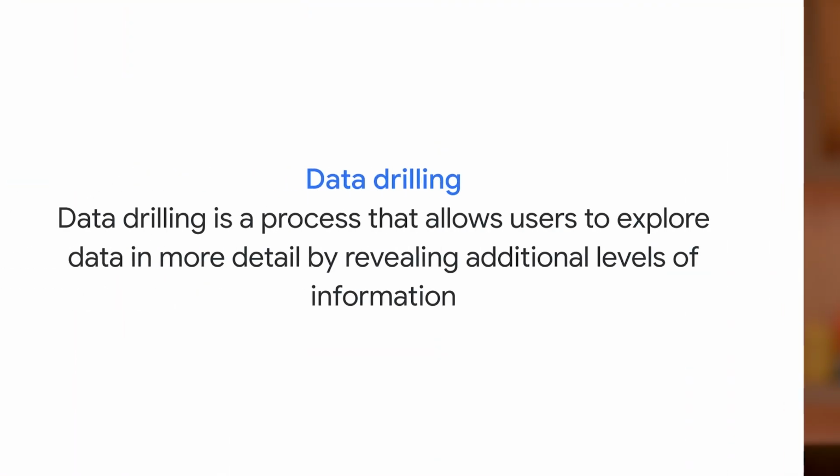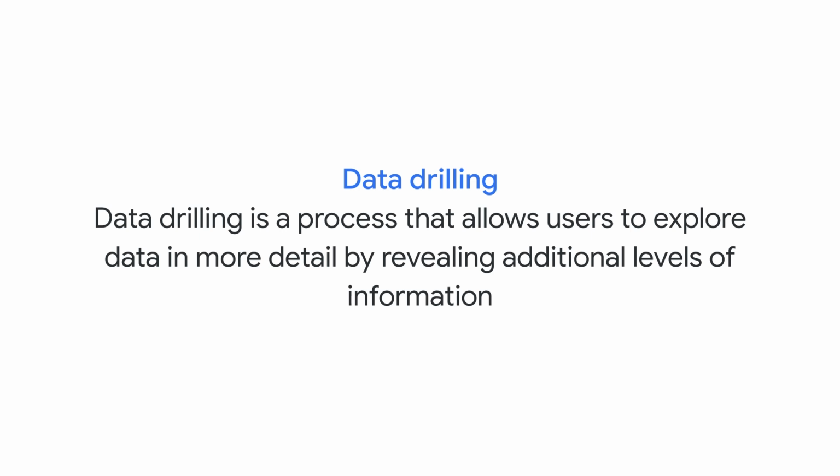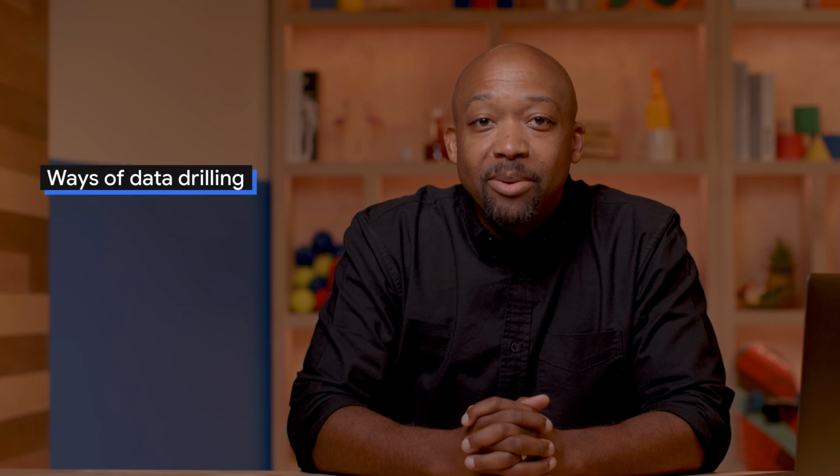When you take a picture with a camera, you can zoom in on things to focus on details up close, or you can zoom out to get a wider perspective. To do this with data, you can use data drilling. Data drilling is a process that allows users to explore data in more detail by revealing additional levels of information. There are 3 main ways of data drilling: drill down, drill up, and drill through.